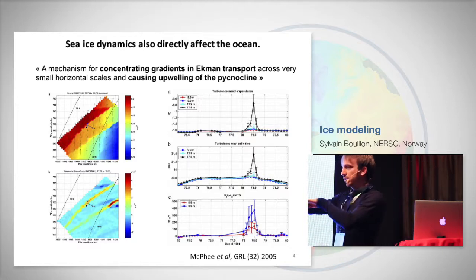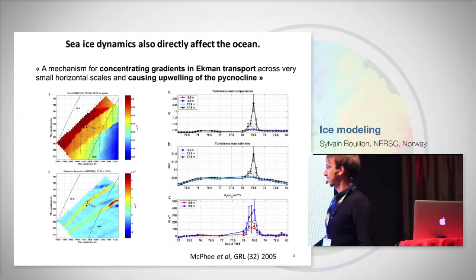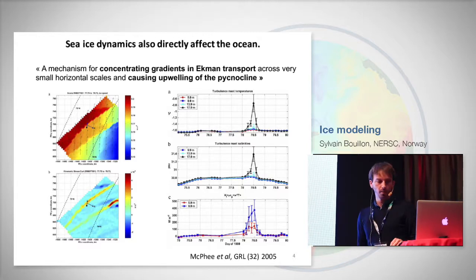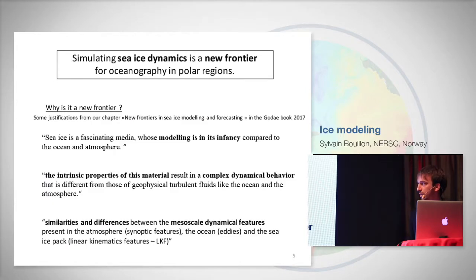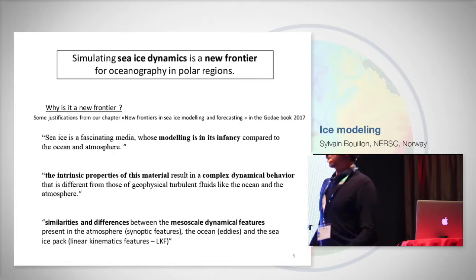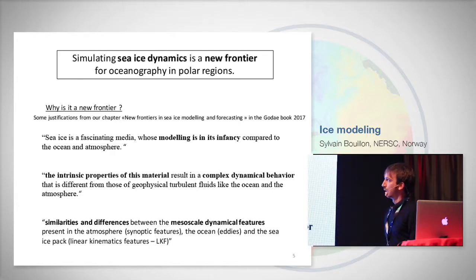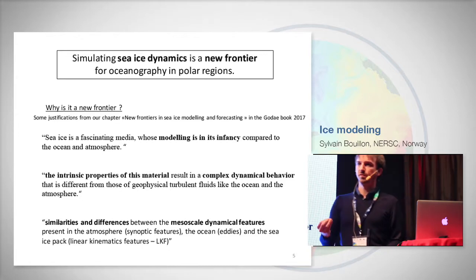So there is a strong shear in the sea ice deformation that is causing localized shear stress, and that is creating this upwelling of the pycnocline. So this is a very important mechanism that is not yet fully understood and not well simulated. So that was for the motivation.